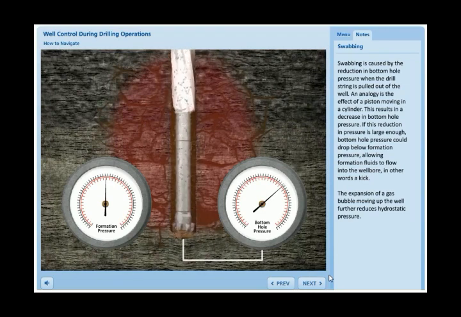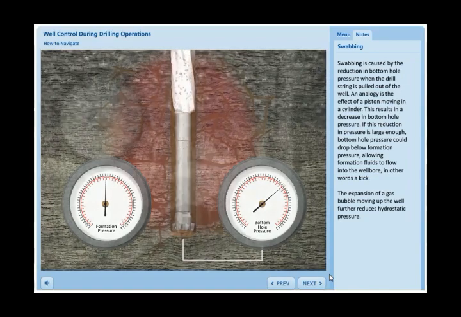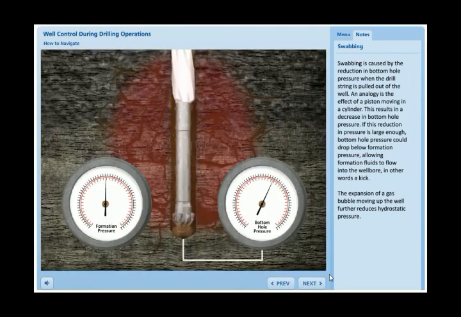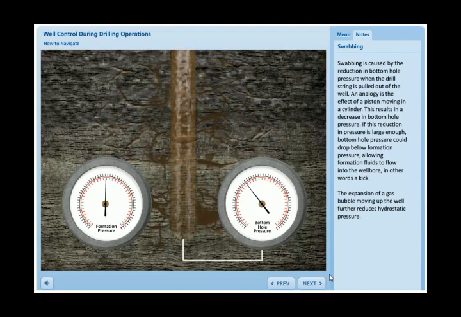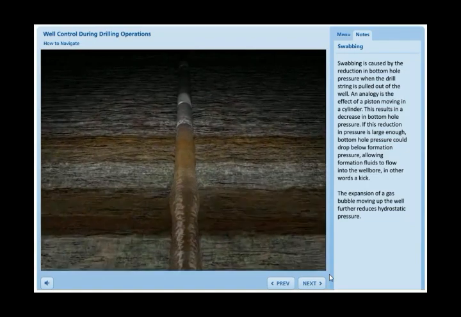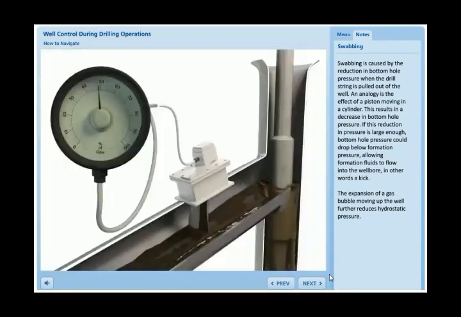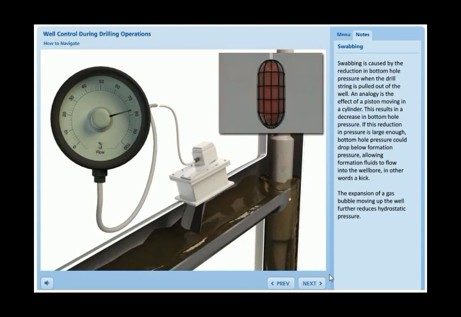Swabbing is caused by the reduction in bottom hole pressure when the drill string is pulled out of the well. An analogy is the effect of a piston moving in a cylinder. This results in a decrease in bottom hole pressure. If this reduction in pressure is large enough, bottom hole pressure could drop below formation pressure, allowing formation fluids to flow into the wellbore, in other words, a kick. The expansion of a gas bubble moving up the well further reduces hydrostatic pressure.